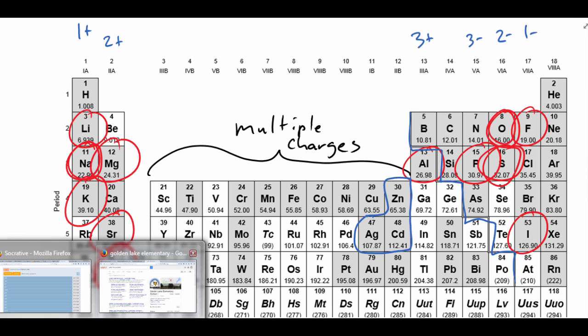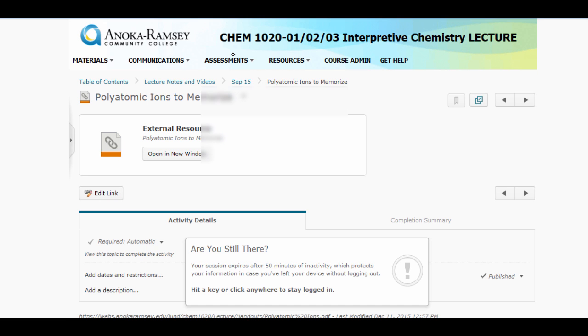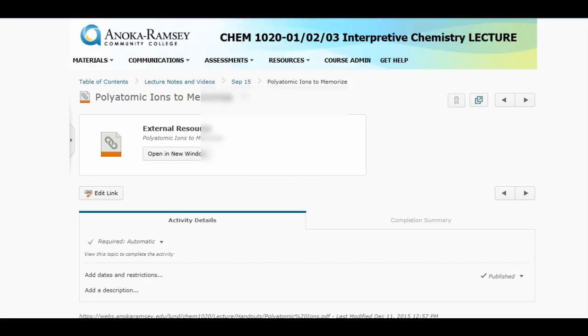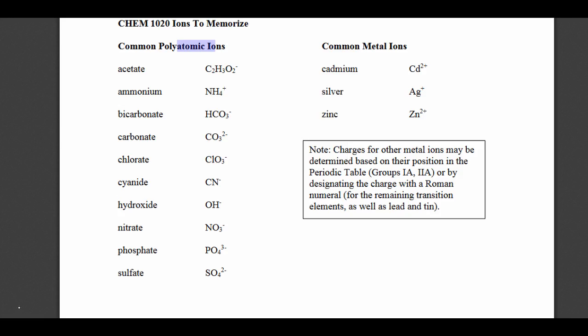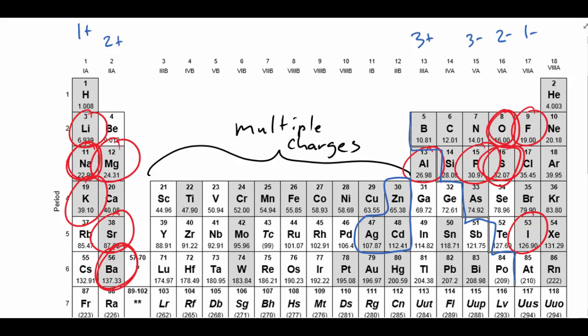However, even though they do not have multiple charges, if you go back to your list of common polyatomic ions, you'll see that these are the common metal ions that you are to memorize. So those 3 transition elements that do not have variable charges are on your to-memorize list of common metal ions. Okay, so any questions on that? You look at your common metal ions here: cadmium, silver, and zinc. Those are the 3 of them that do not have variable charges. All of the rest of the transition elements do.